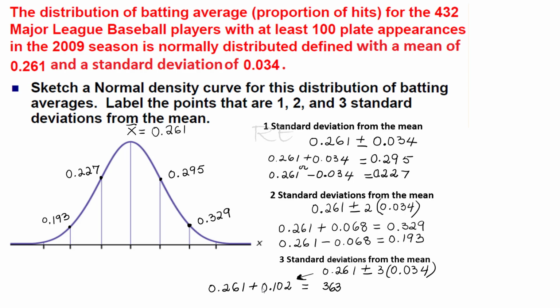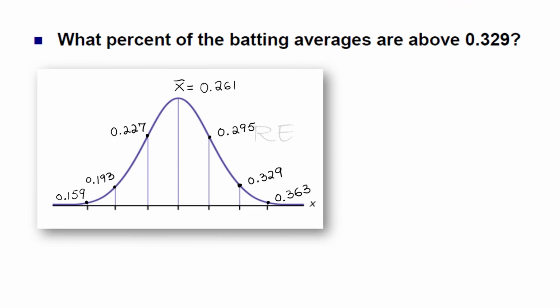will give the final answer of 0.363, or 0.261 minus 0.102. The answer will be 0.159. So 3 standard deviations to the right of the mean, the point is 0.363. And 3 standard deviations to the left, the point is 0.159.